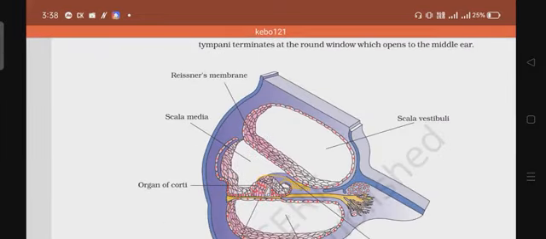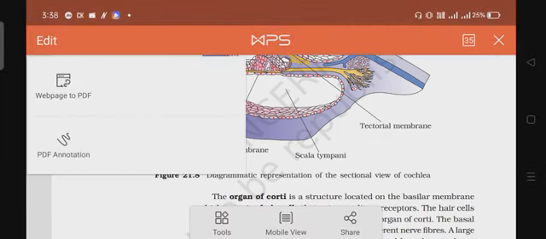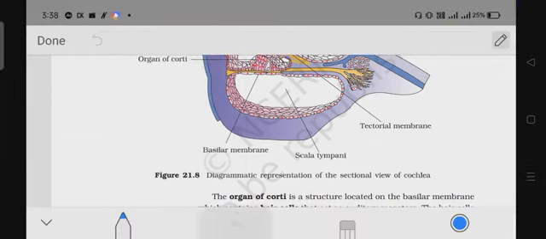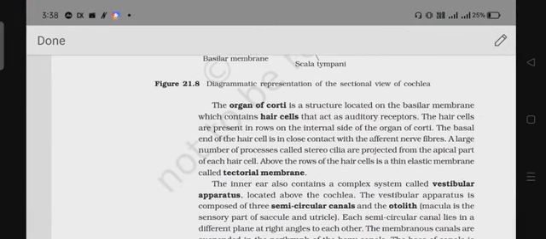Now we are going to focus on the structures which are present in the inner ear. These are the main structures dedicated to the hearing process. First of all, let us see what the organ of Corti is, what its structure is, and where it is located.